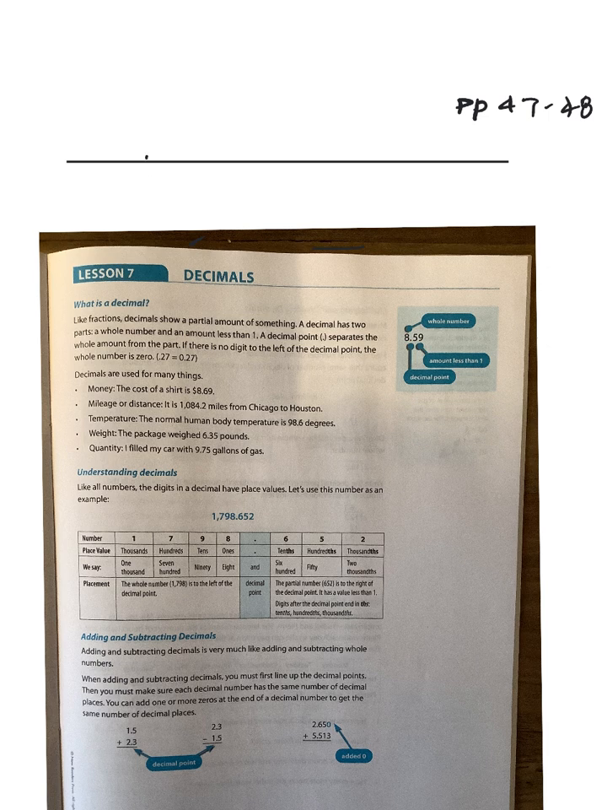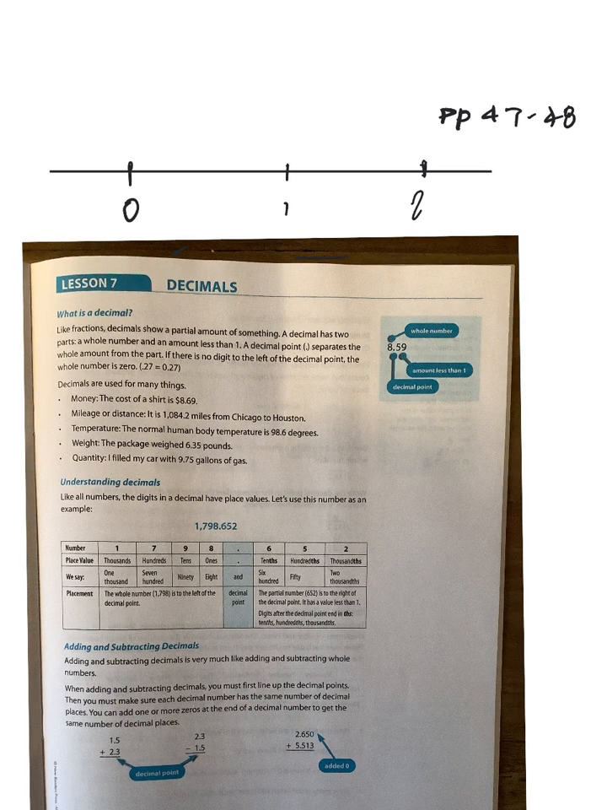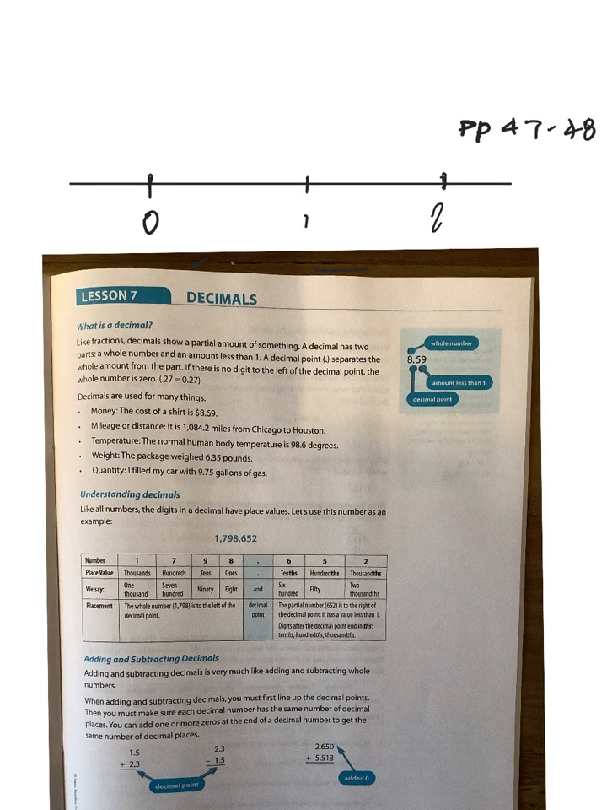So let's make a number line. And just put 0 here, 1 here, and 2 here. Okay, so a decimal is just like a fraction. It's part of something. So it's not a whole something, it's a part of something. So if we have, let's say 1/2, let's say that we have 0.5. That is the same as 1/2.